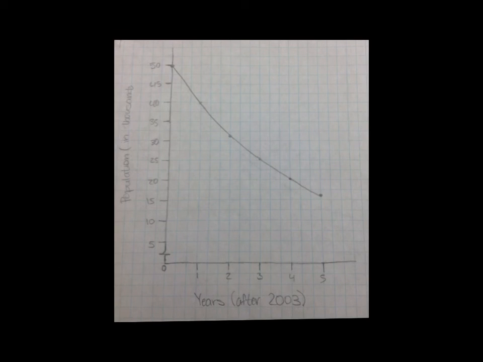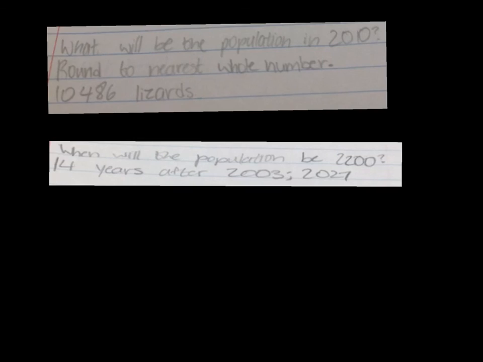So on the x-axis, this is the years after 2003, and on the y-axis is population in thousands, and we can see that it starts at 50,000, and it goes down to about 15,000 in 5 years. So this is an estimation problem.